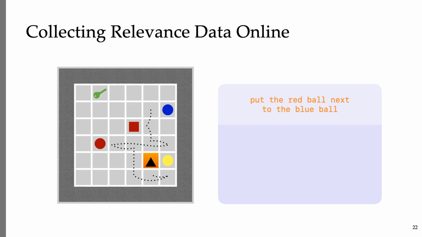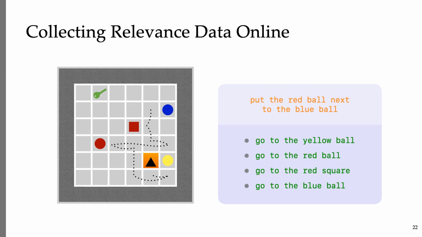We record the completed low-level tasks and save in the relevance dataset D. As we can see, there are some irrelevant subtasks that also get recorded.